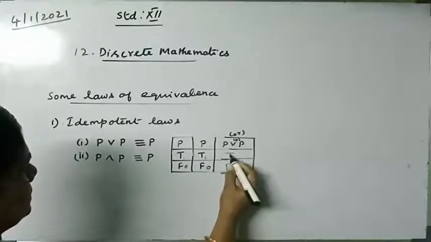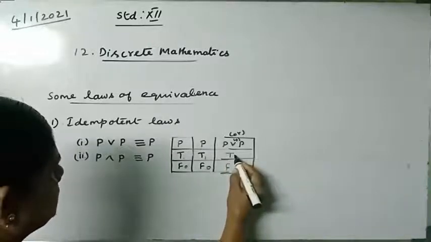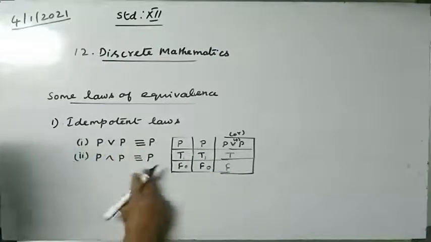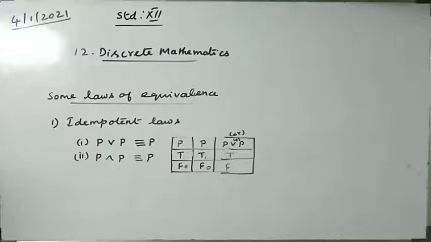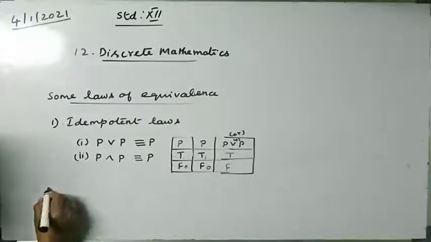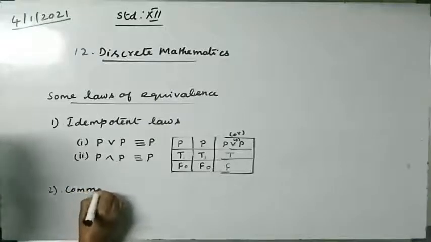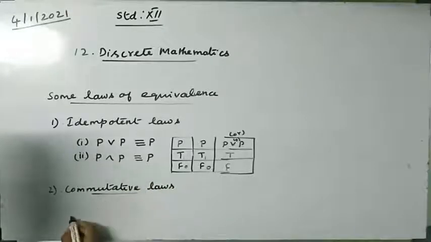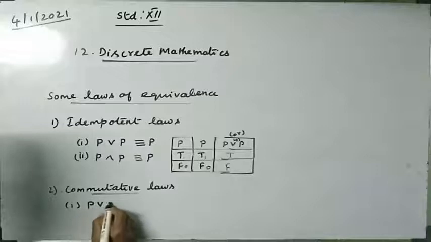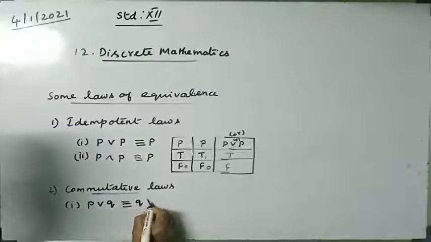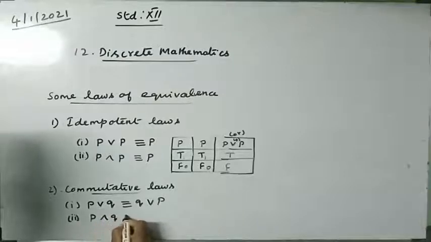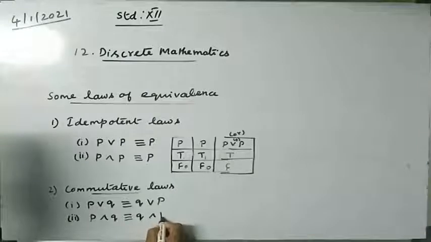0 + 0, false. See once again we are getting, this is same as P. So P or P is equivalent to P. The same way you can use the truth table to find the second result. Then the second law is commutative. Commutative laws. First one, P or Q is equivalent to Q or P. Second law is P and Q equivalent to Q and P.